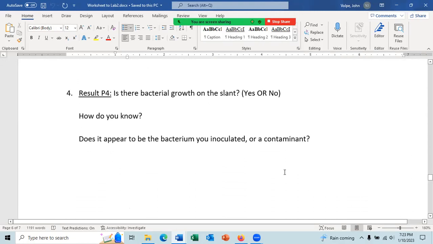Result 4, is there bacterial growth on the slant? Yes or no? And how do you know? Just state why you know. Could you see bacteria growing on the slant or no bacteria growing on the slant? Does it appear to be the bacteria you inoculated or a contaminant? And that you should be able to answer because you use Serratia marcescens.